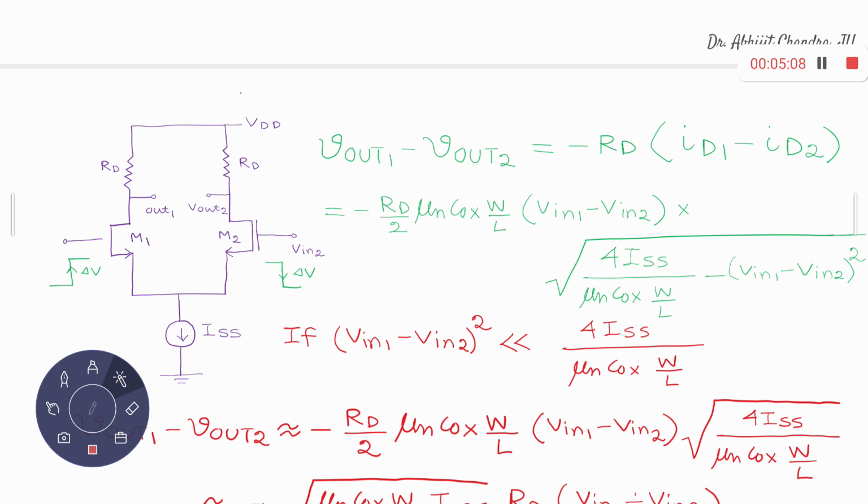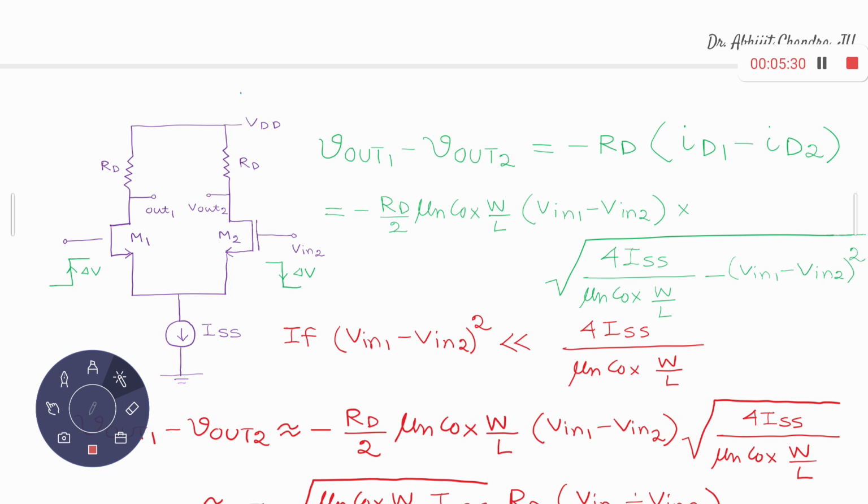And last day, hopefully you observed the expression for ID1 minus ID2 with respect to V1 minus V2. If you can remember, it was half mu n Cox W over L, then V1 minus V2 multiplied by the entire factor, the square root of 4 ISS over mu n Cox W over L minus (V1 minus V2) whole square.